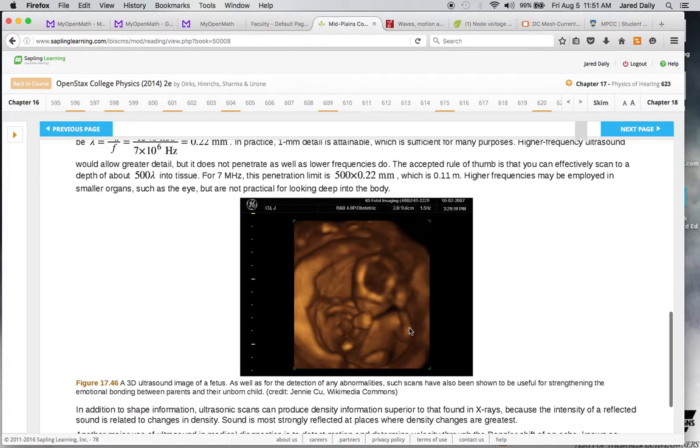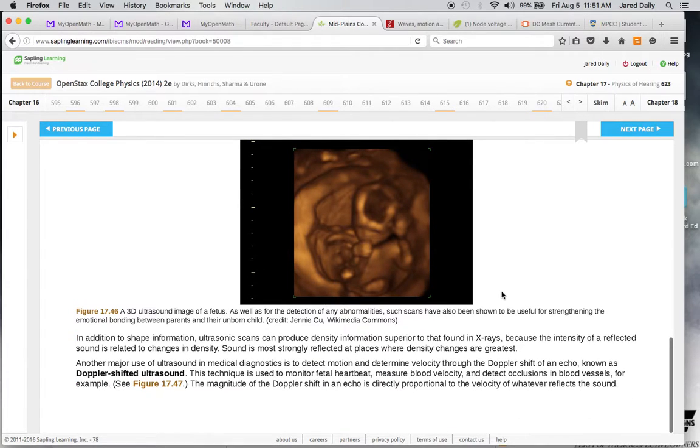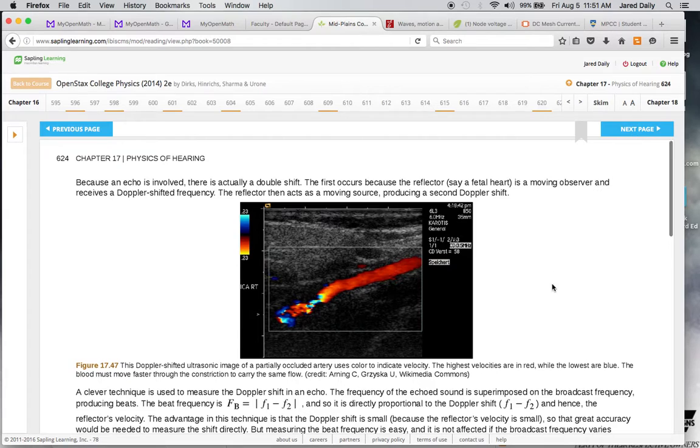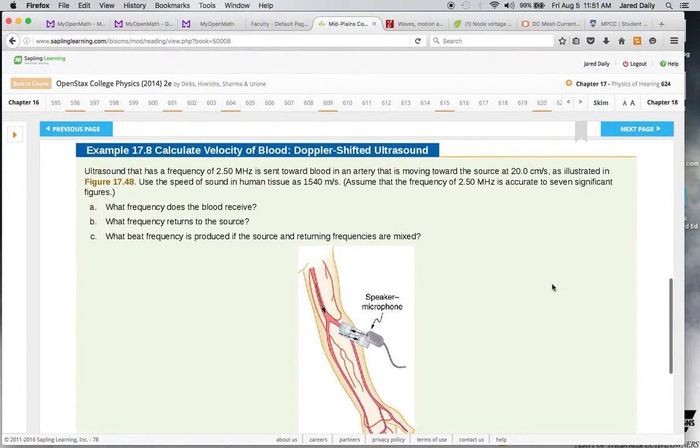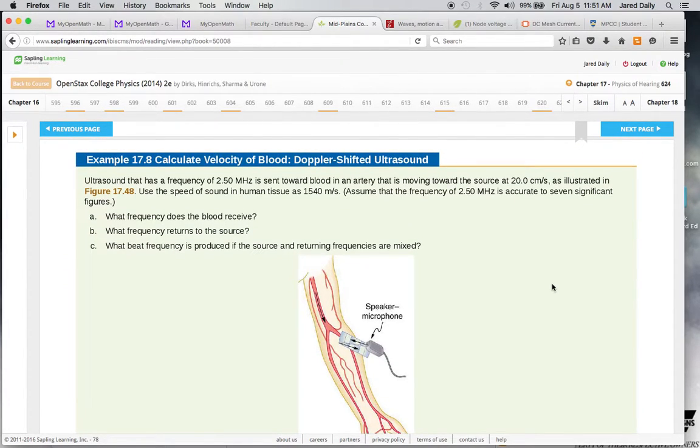Here they're doing a 3D ultrasound. And 3D ultrasound just has to do with using multiple sounds coming from multiple directions and then letting the computer create a three-dimensional image of that. Also, you can do moving objects using Doppler shift, and you can know how the frequencies change as things move. You can even use ultrasound to calculate the velocity of blood in the veins.